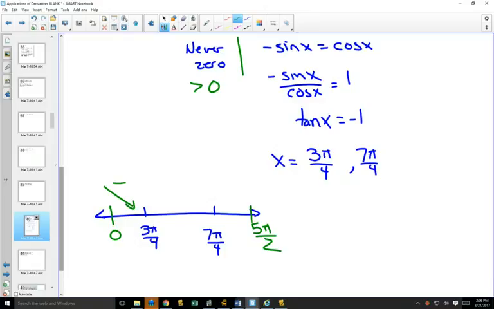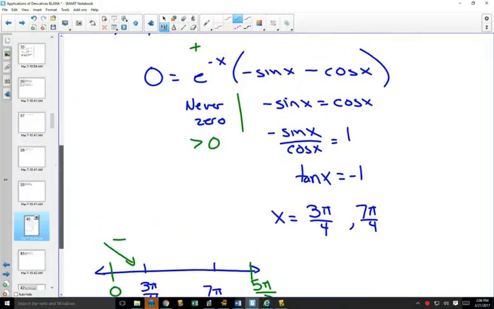Between 3 pi over 4 and 7 pi over 4, a very easy pi plate value, unit circle value to use would be pi. If you plug pi in, sine of pi is 0, cos of pi is a negative 1, minus a negative 1 will be a positive 1, positive times a positive, this section will be positive, and our graph will be increasing.